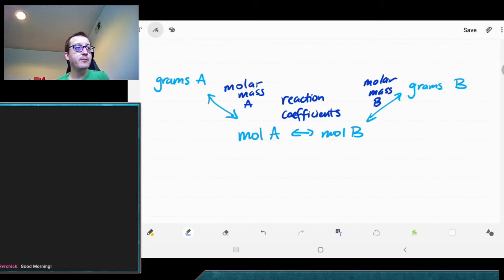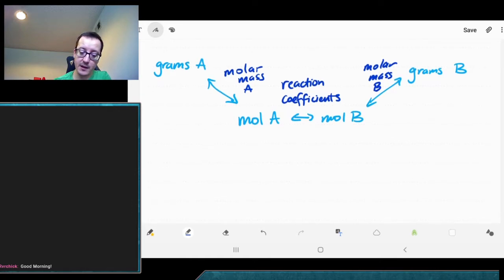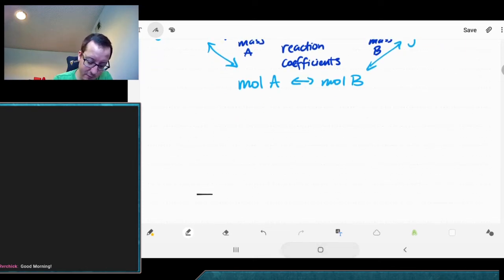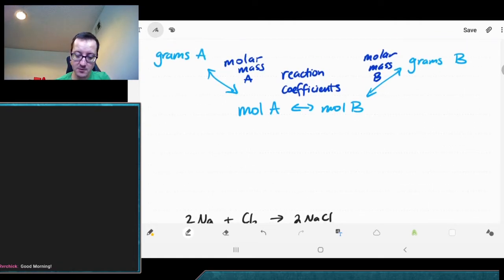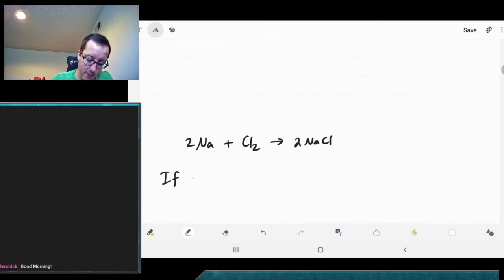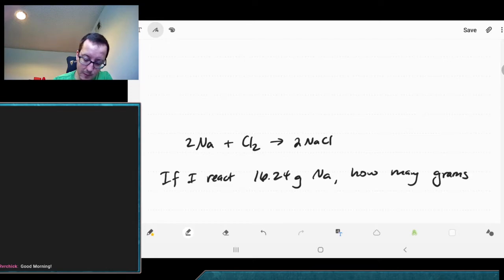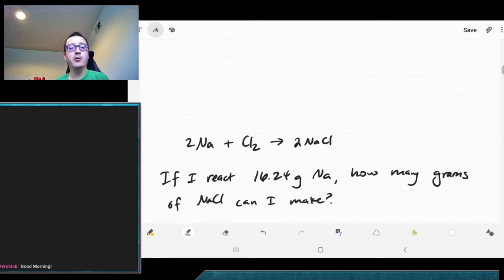Whatever B happens to be. Let's take a look at this. It's really going to be nothing new. I'm going to just leave a little bit of space here. But let's say, here's a reaction for us. Combination reaction. A redox combination reaction. If I react 16.24 grams of sodium, how many grams of sodium chloride can I make?